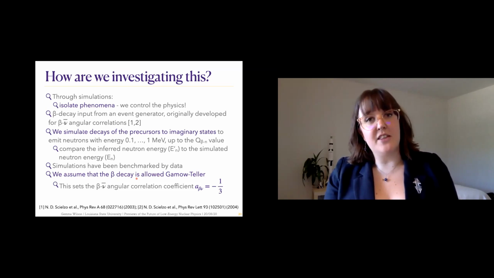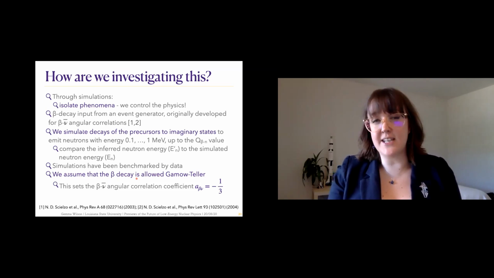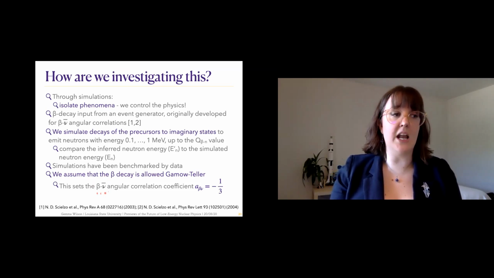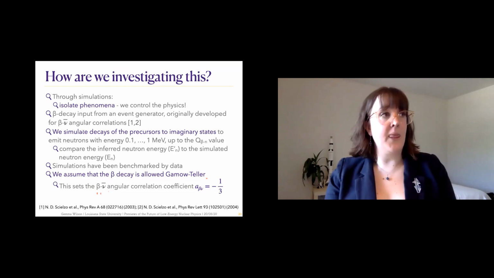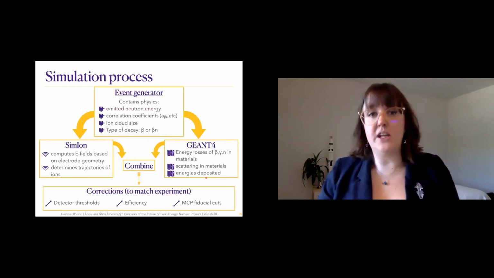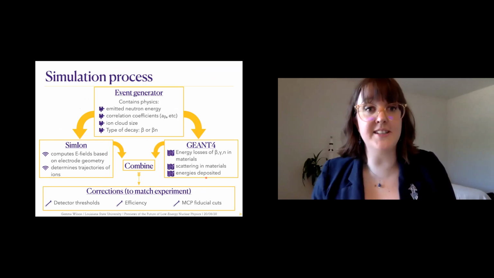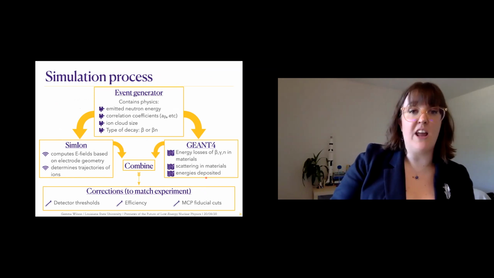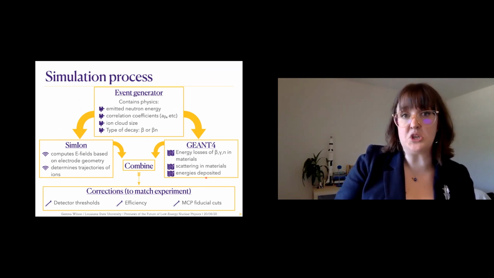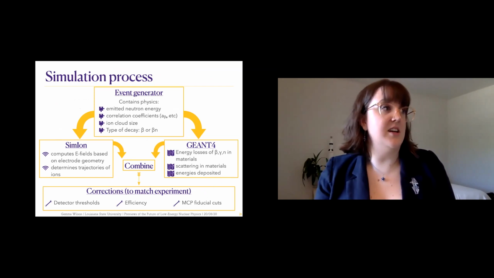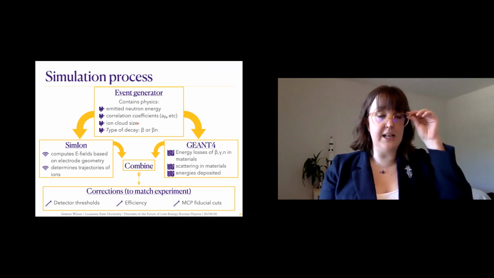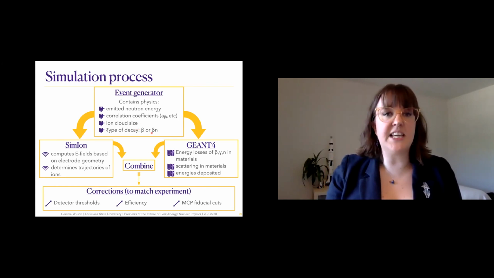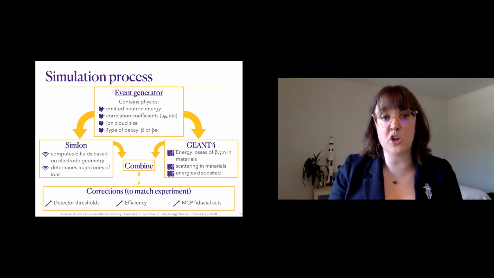It does restrict the spin sequences, the things that can go through and the states it can populate, but it also fixes the value of this beta-neutrino angular correlation to be negative a third. So the simulation process: we generate events and we control the physics completely. We can set the emitted neutron energy, and we can set the correlation coefficient, for example between the beta and the neutrino. We can set the ion cloud size to either something completely fantasy or something actually realistic. We can also choose the type of decay, so we can set the probability of beta-neutron emission.